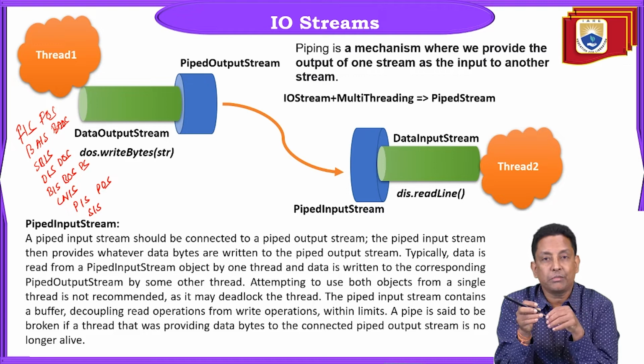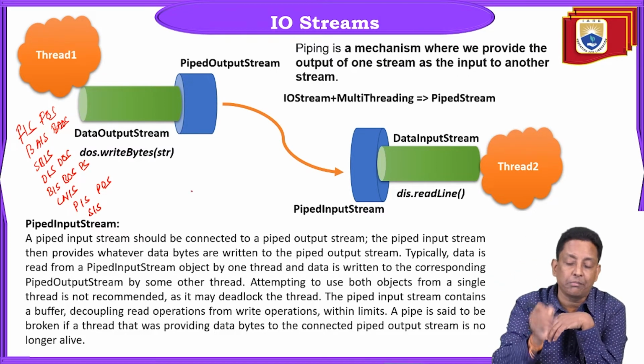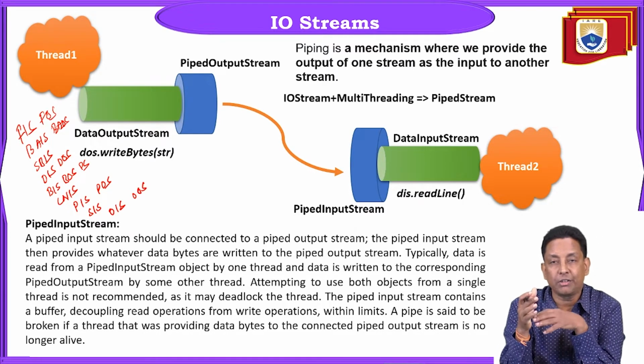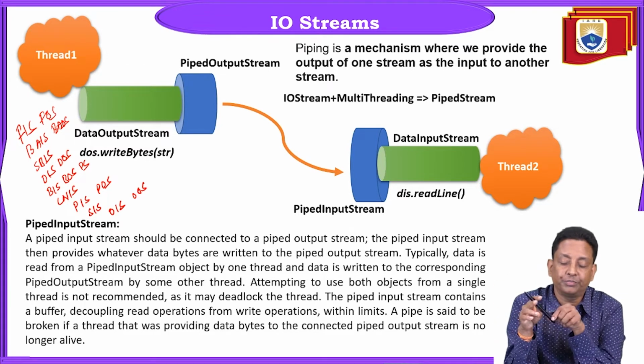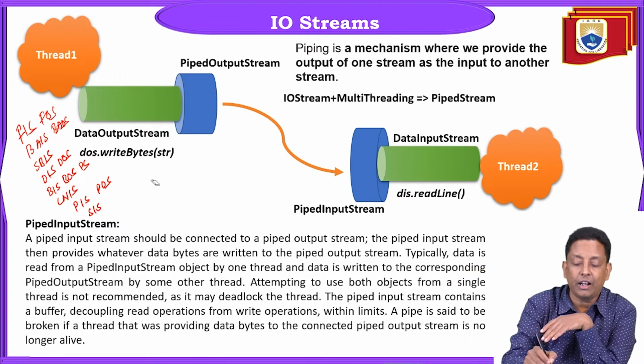Socket input stream and socket output stream come in the networking topic. And one more very important input output stream class is object input stream and object output stream. This we will discuss in the next topic, in the object serialization topic. After that, random access file. Finally, we will end up with the writers.